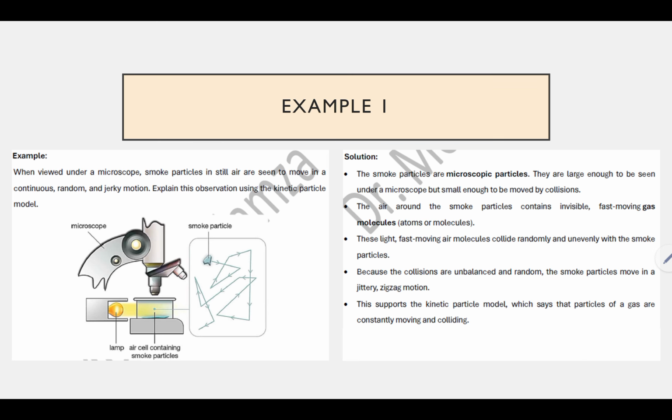Here's an example of Brownian motion. When viewed under a microscope, smoke particles in still air are seen to move in continuous random jerky motion. Explain the observation using kinetic particle model.